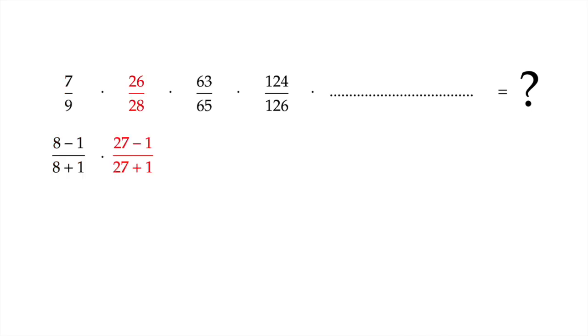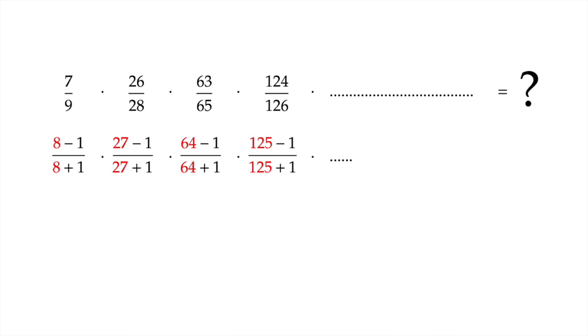27 minus 1 over 27 plus 1. 64 minus 1 over 64 plus 1. 125 minus 1 over 125 plus 1. Okay, and what's the... Oh, I get it! 8, 27, 64, 125. Those are the cubes. The cubes. 2 cubed, 3 cubed, 4 cubed, 5 cubed.